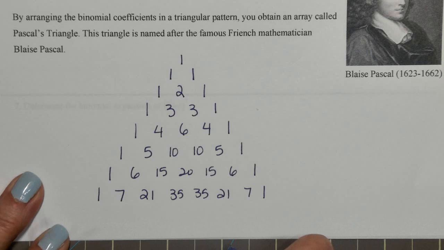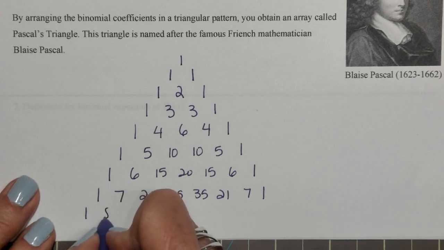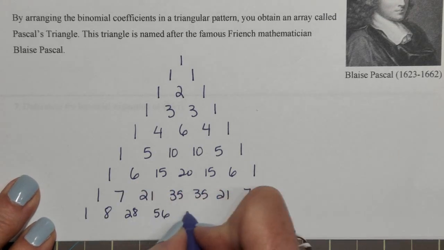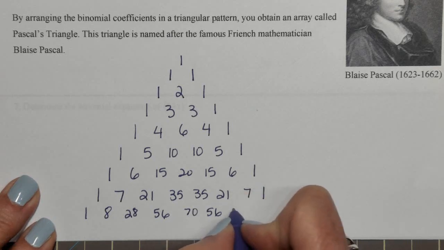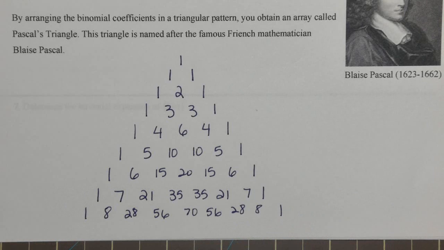It's kind of addictive, I think. Anyway, you get the idea. We could keep on going. I'll go one more. It is very addictive. 6, 7, 8. All right. So Pascal's triangle gives us the binomial coefficients.